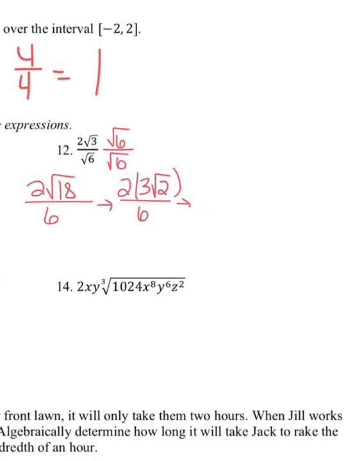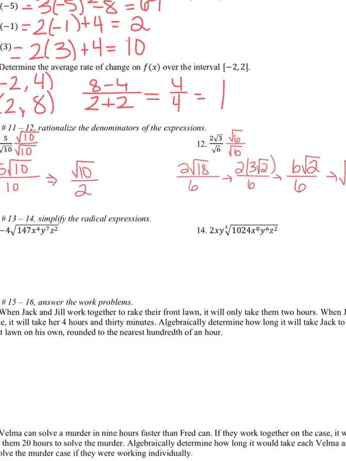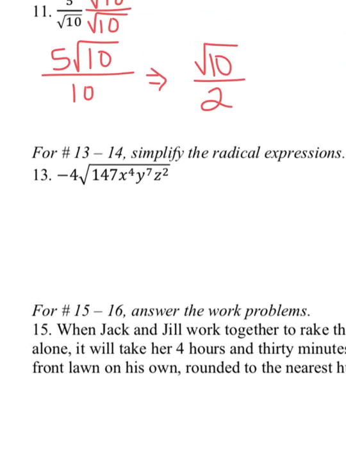So 2 times 3 square root 2 is 6 square root 2 divided by 6. And then my 6's cancel out, and this is really just the square root of 2 is your answer to number 12. Numbers 13 and 14 are simplifying the radicals.